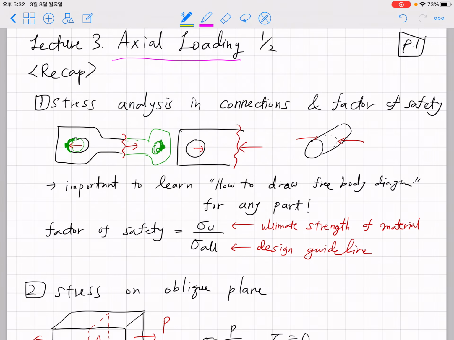Now if you make an imaginary cut here, what you can find is that to balance the force acting on this surface, you need another force balancing out this.